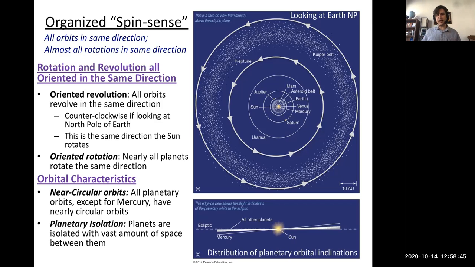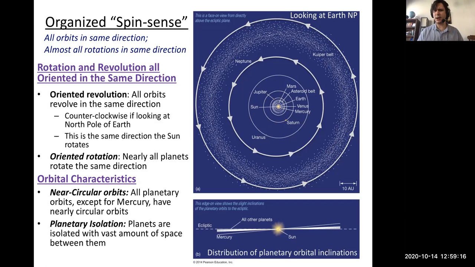But if we look at all of the orbits of the planets, we're looking down the north pole of the Earth, which we've said several times. We look down on the north pole of the Earth, the orbit would be in the counterclockwise direction. The same would be true for Mercury, orbits in the counterclockwise direction. Venus orbits in counterclockwise. Earth, Mars, counterclockwise. And same for Jupiter, Saturn, Uranus, Neptune, all the Kuiper Belt objects and all the asteroids in the asteroid belt. They all orbit counterclockwise.